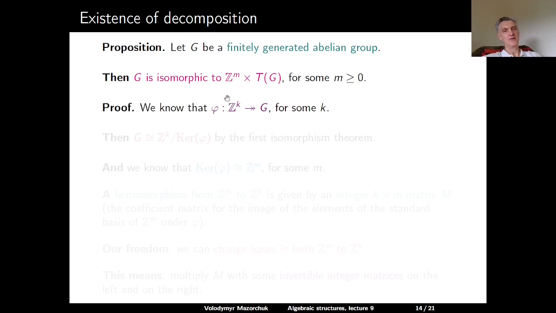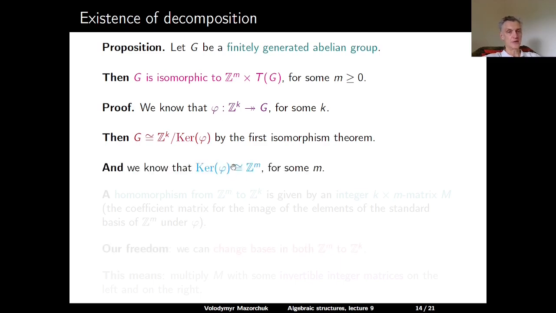Proof. We know that our G is a homomorphic image of some Z^k. And by the first isomorphism theorem, G is isomorphic to Z^k modulo the kernel of the corresponding homomorphism phi. We also know that the kernel of phi is isomorphic to Z^m for some m. So in particular, this means that we have a homomorphism from Z^m to Z^k, and we are interested in the cokernel of this homomorphism.